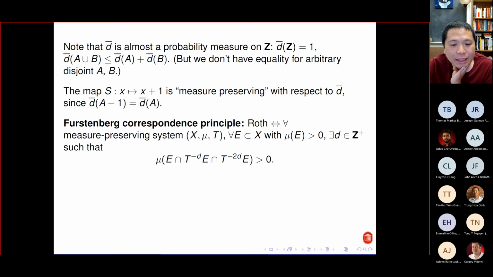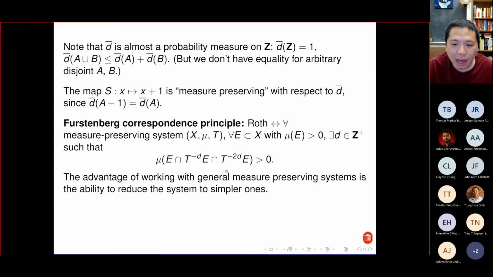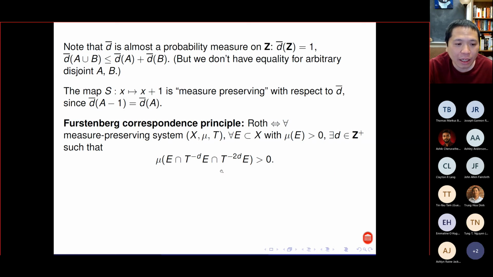So this statement is even more complicated than the original statement. So what is the advantage of working with this? The advantage of working with general measure preserving systems is that we can simplify our system. I have a very abstract system. I don't know what it is, but hopefully I can simplify it to simpler systems in which I can say nice things.